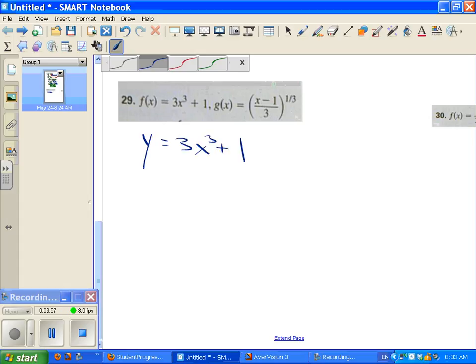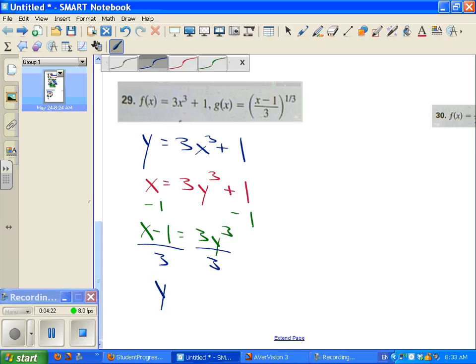How would I start finding the inverse of this? Put everything over 1. Nope. Swap the x and the y, and then solve for y. Now what? Minus 1. Divided by 3. And cube root.